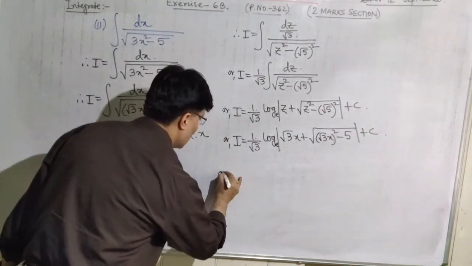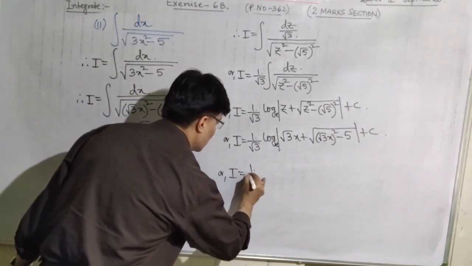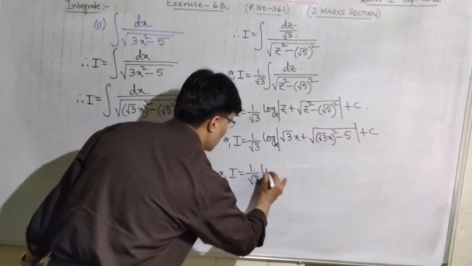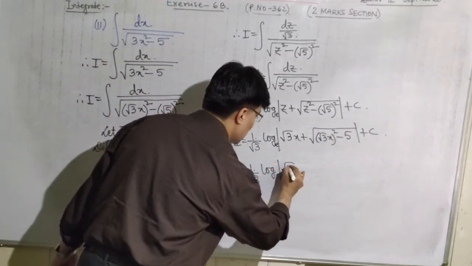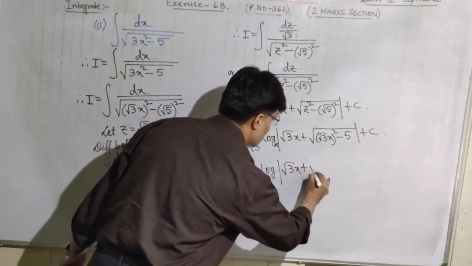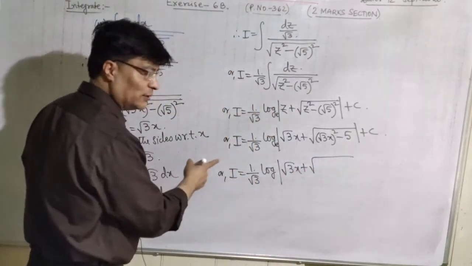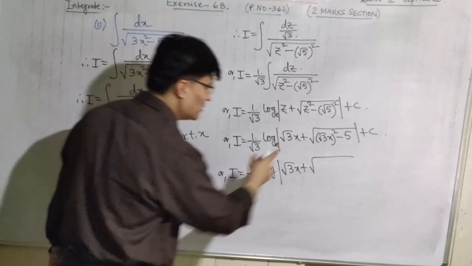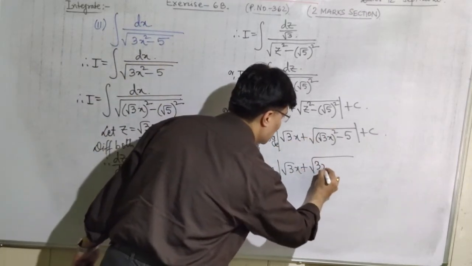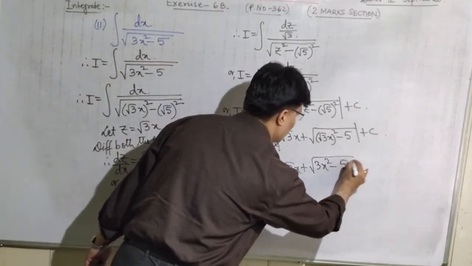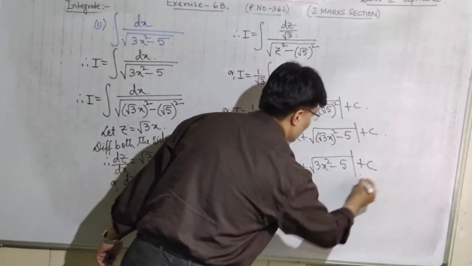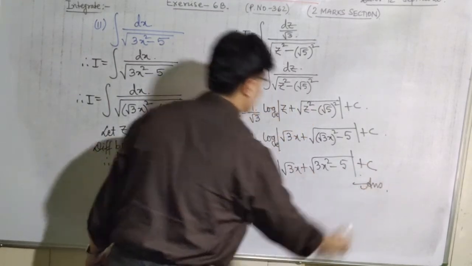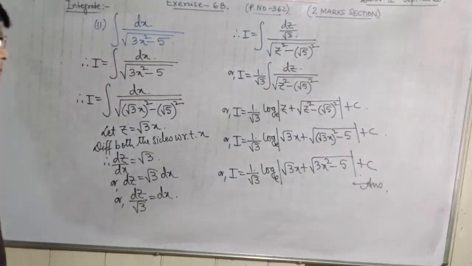Right. So I is equal to 1 upon root 3 log within mod, what do we write? Root 3x plus root over, what is root 3x whole square? Root over 3 whole square is 3. This is x square minus 5. Mod sign closed. The base is e plus c. So this is the final answer. So I think you have understood it. So you can copy it.